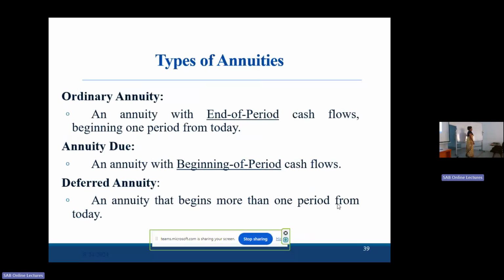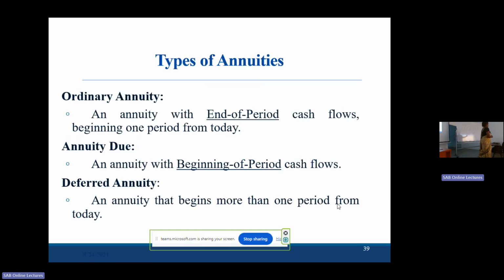Again, you can consider this as an ordinary type or a due type, and we can value it. We discussed the valuation of the deferred type annuity also. Any questions?